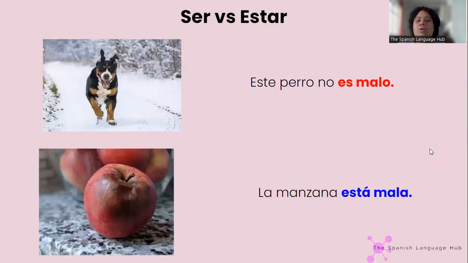El perro no es malo, la manzana está mala. So, este perro no es malo. It's like he's not bad. He's not a bad dog. He's not a dog that bites and barks all the time. Okay? And la manzana está mala means that the apple is rotten. Like it cannot be eaten. Okay?